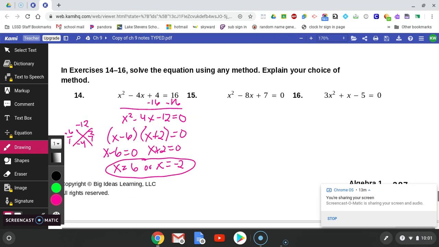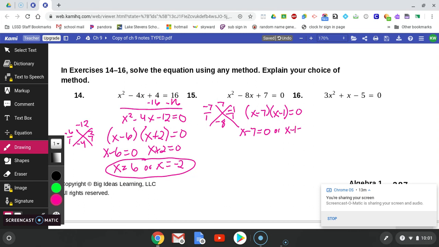On the next one, again, this one looks pretty easy to factor for me. So I'm going to try factoring it. So my A times my C goes on top, B goes on bottom. 2 numbers that multiply to give me the top and add to give me the bottom. And divide by my A term. So I get x minus 7 times x minus 1. Remember, zero product property says if 2 things are being multiplied together equal to 0, you can set each of them individually equal to 0 and solve. So I get x is equal to 7 or x is equal to 1.